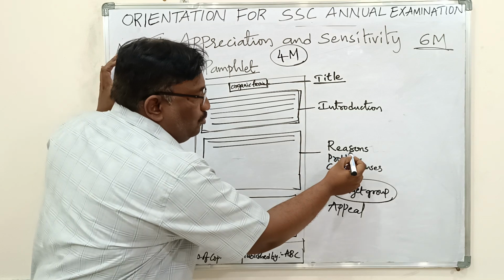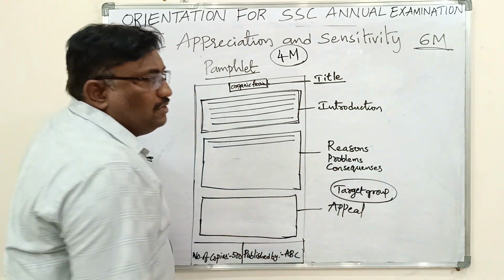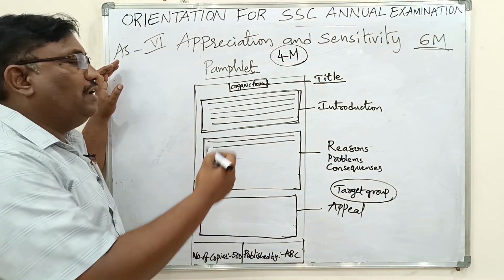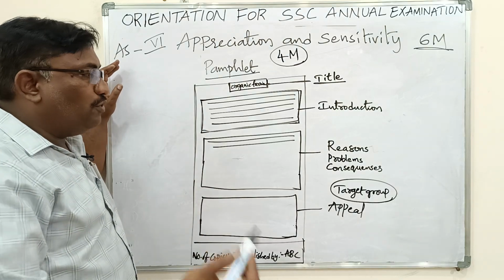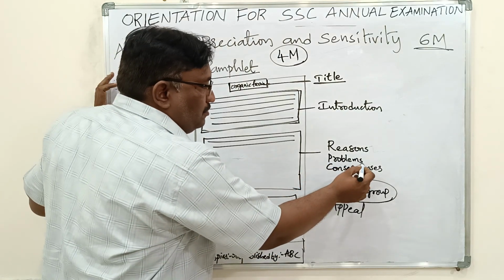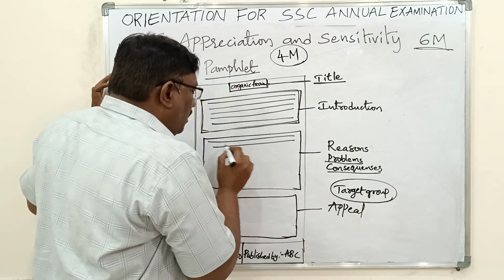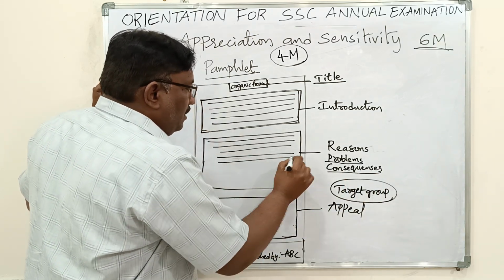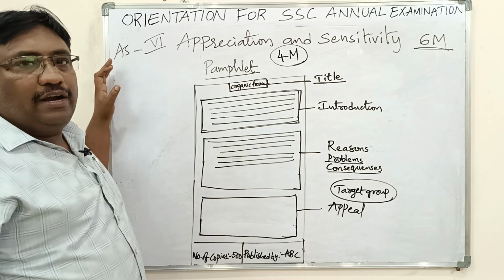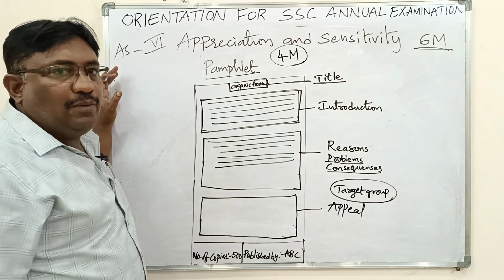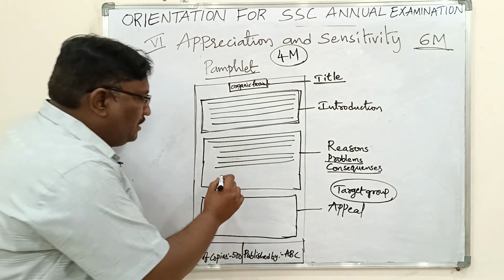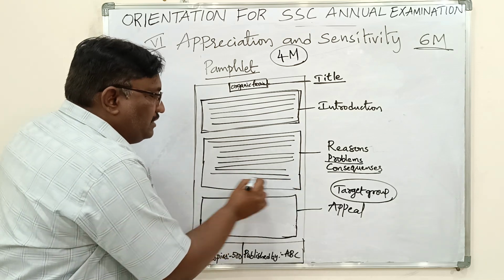The second area is about the reasons, problems and consequences. Why is there a need to go for organic farming? If you don't go for organic farming, what are the problems we are facing and what are its consequences? All these things we have to mention here. What are the consequences? Soil degradation, health hazards, contamination of water bodies. Like this, many things are happening with the use of chemical fertilizers and pesticides.